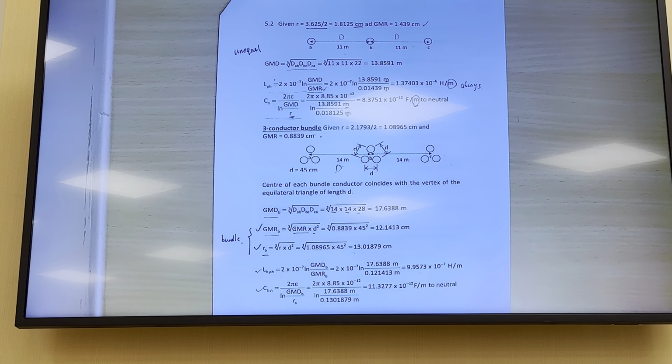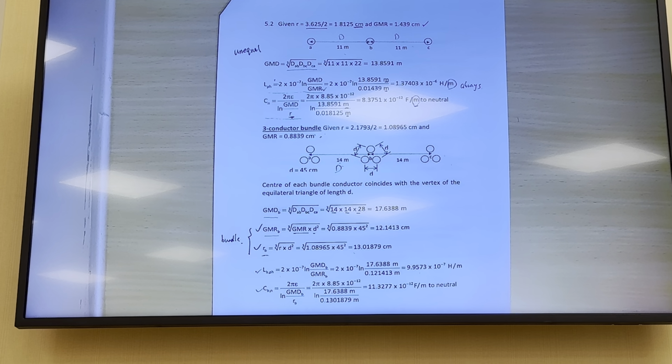And of course, the capacitance is the same, right? This equation, GMD over radius. Once again, the radius is in centimeters, GMD is in meters, so you need to convert the centimeters to meters. Finally, this is in Farads per meter. This is also the unit. So this is the original value of L and C for the first case.